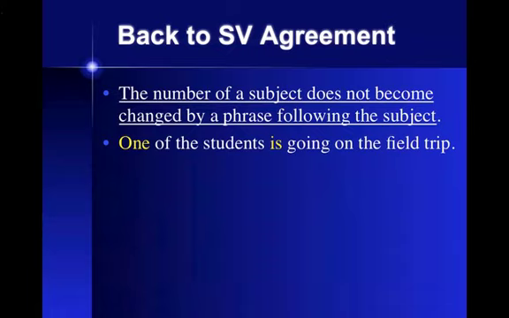One of the students is going on the field trip. Now, you see you have a singular subject, one, and a plural object of the preposition, students. That does not influence this. Remember, a subject can never be in the prepositional phrase, and it cannot influence a subject or a noun. So one is always going to be singular, so it is. You do not refer to students and thus make the verb change to are.